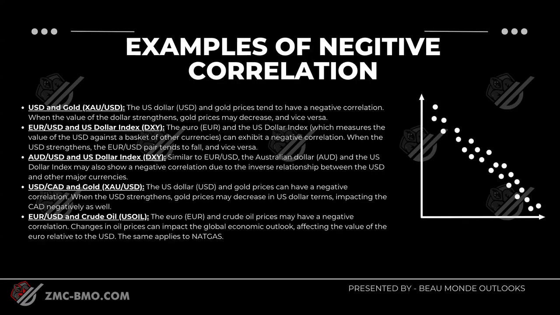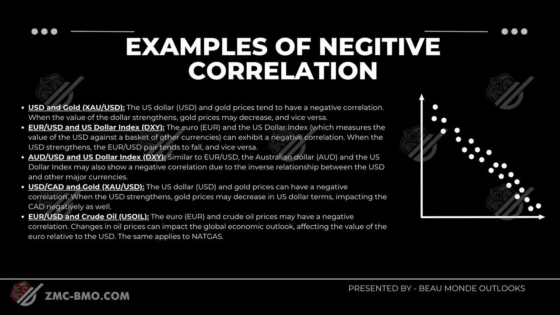Now, here are some examples of negative correlations. Of course, the US dollar and gold. When the US dollar is appreciating, you tend to see gold do the inverse and vice versa. This, of course, is down to risk sentiment the majority of the time, but looking at it from a correlation point of view, they negatively correlate. The reason being, when the value of the dollar strengthens, gold prices decrease because you need more dollars to buy the gold, and so on and so forth.